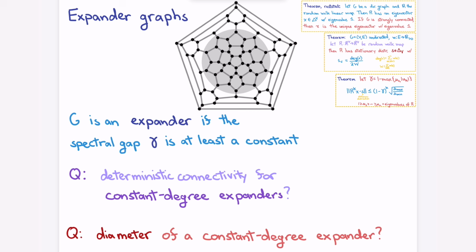N over delta, where delta is the degree, so that'll still be roughly n. Anyone do better than n? Log n? Okay, why? Because of Galton Watson?